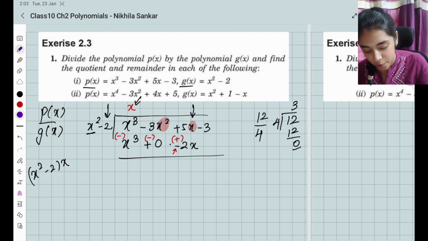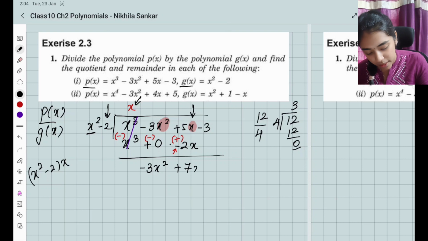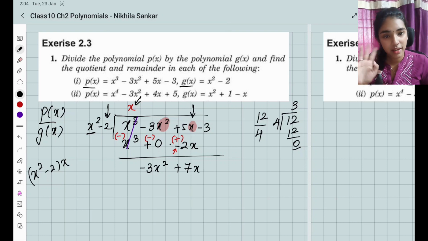So what happens now? X cube and the x cube gets cancelled. Next we have minus 3x square minus 0. So this is minus 3x square. Then we have 5x plus 2x. So this is going to be plus 7x. Okay, you have to write two terms like this.